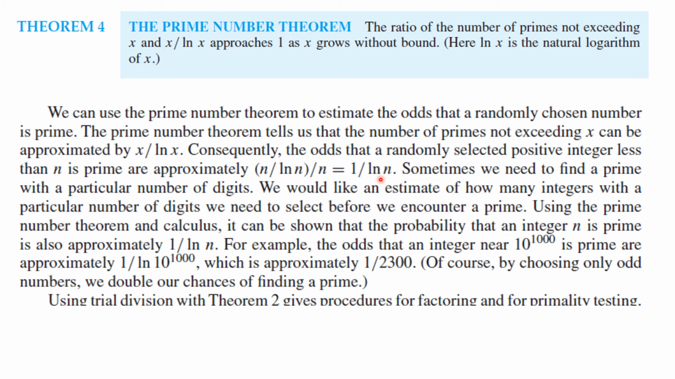So you see these get further and further apart. And we'd like an estimate of how many integers with a particular number of digits we need to select before we encounter a prime. So what we can say is that you would have to take ln of this. For example, the odds that an integer near 10 to the 1000 is prime is approximately 1 out of 2000. And the more we go up in numbers, the more and more scarce they get. And so trial division gave procedures for small numbers, but these numbers are too big to approach in that way.